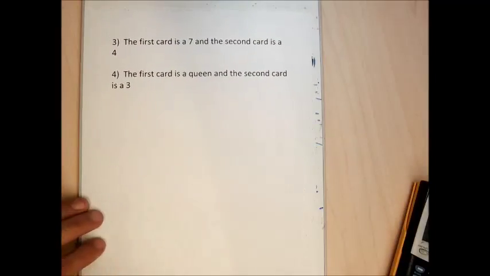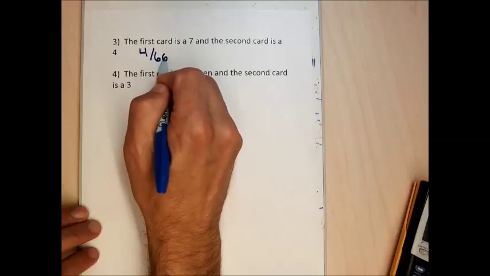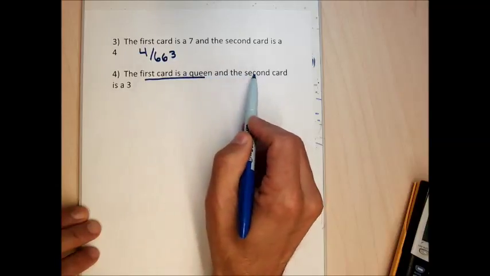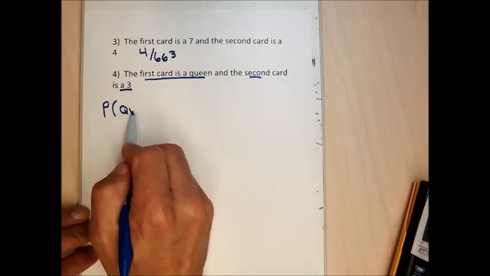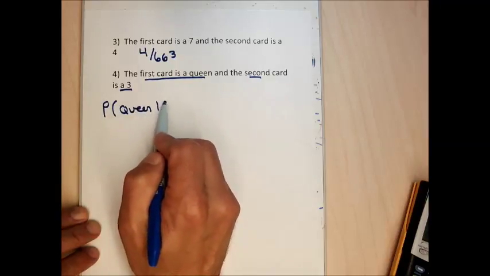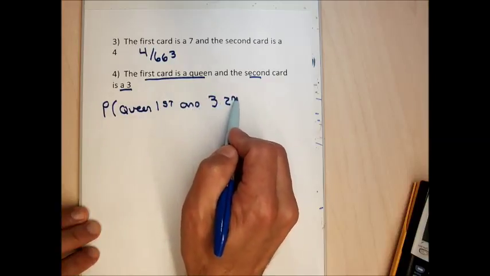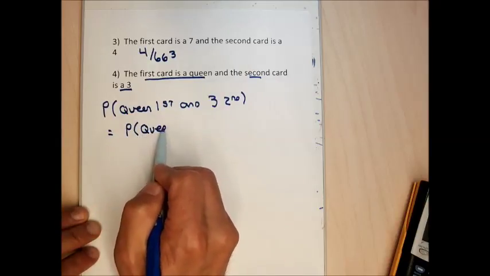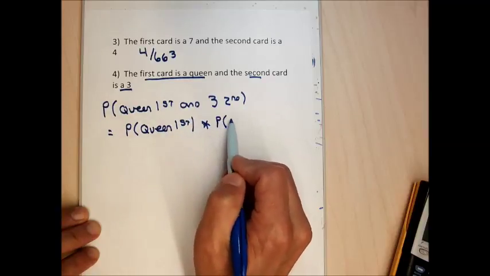Let's look at 3 and 4. If you want to skip through watching this and figure this out yourself, I have 4 over 663 for your answer. I'm going to find the probability that the first card is a queen and the second card is a 3. So I'm doing the probability that I get a queen first and a 3 second. And I know that's the same as the probability of a queen first times the probability of getting a 3 second.